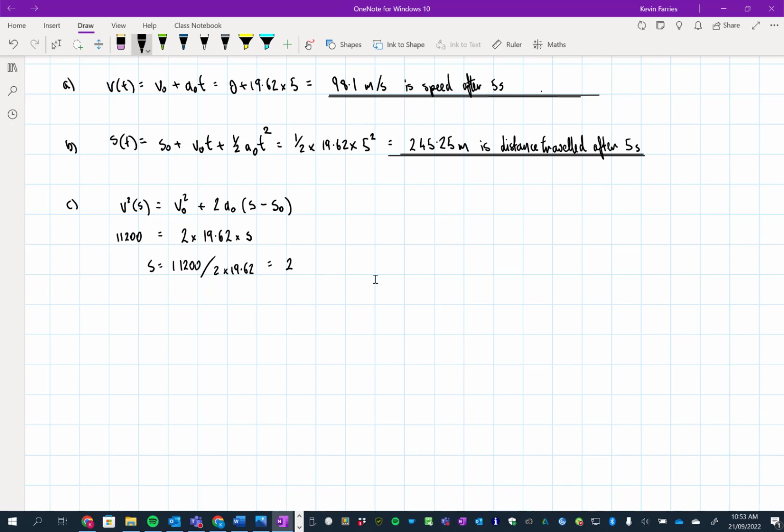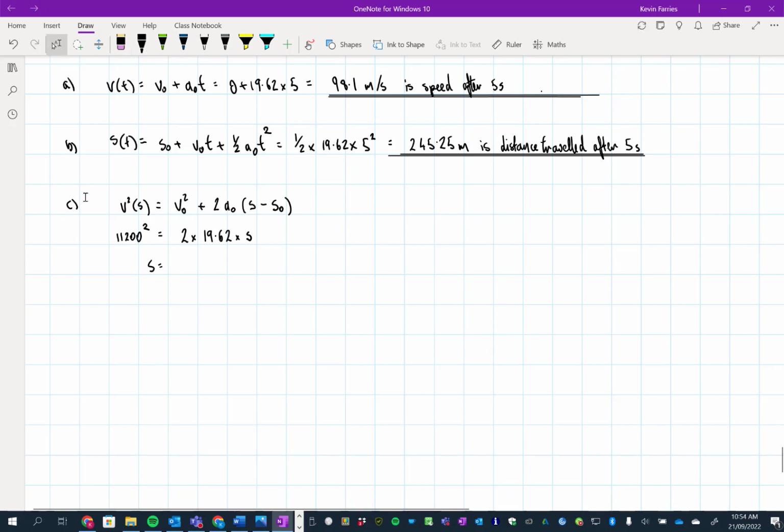Really? 285 meters. We'll check it in a minute. Oh, you fool. Let's go back. Sorry, I'm very foolish. This was squared. I knew that didn't look right.